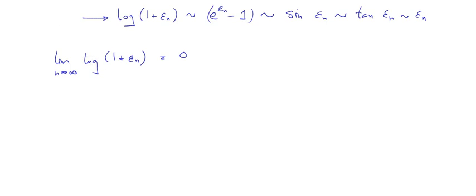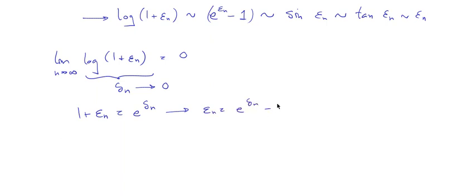So we can call this sequence something like delta sub n and take it as our sequence that is going to 0. Okay, and so delta is going to 0, right? So then we have epsilon sub n, and we exponentiate both sides, so we have 1 plus epsilon sub n is e to the delta sub n, right? And we solve for epsilon sub n, so this is e to the delta sub n minus 1.